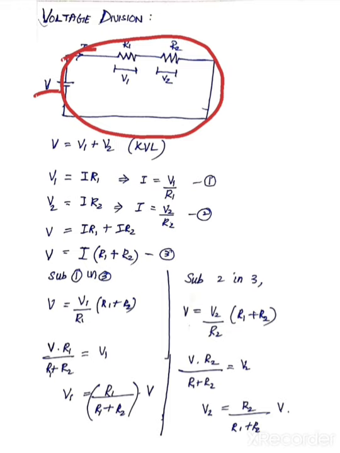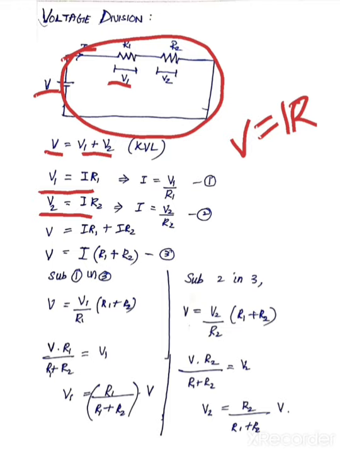the source voltage will be equal to the potential drop across its elements, right? So V will be equal to V1 plus V2. This is according to KVL, that is Kirchhoff's voltage law. Now using Ohm's law, that is V equals IR, V1, the potential drop across the resistance R1, will be equal to I, the current flowing through the circuit, into R1, and V2 will be equal to I into R2.